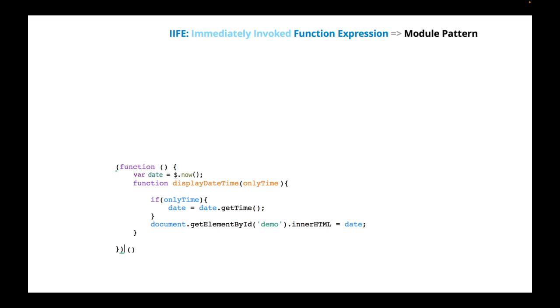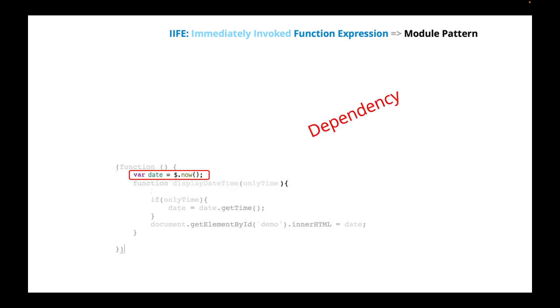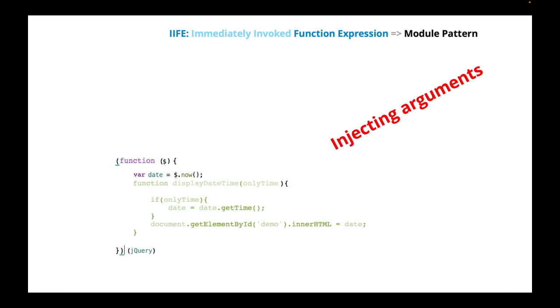Now we want to turn this into a module. How did that happen? If we look at this function, it has an external dependency called jQuery. So we started injecting arguments. This is the solution we had at that time to avoid the global scope issue.